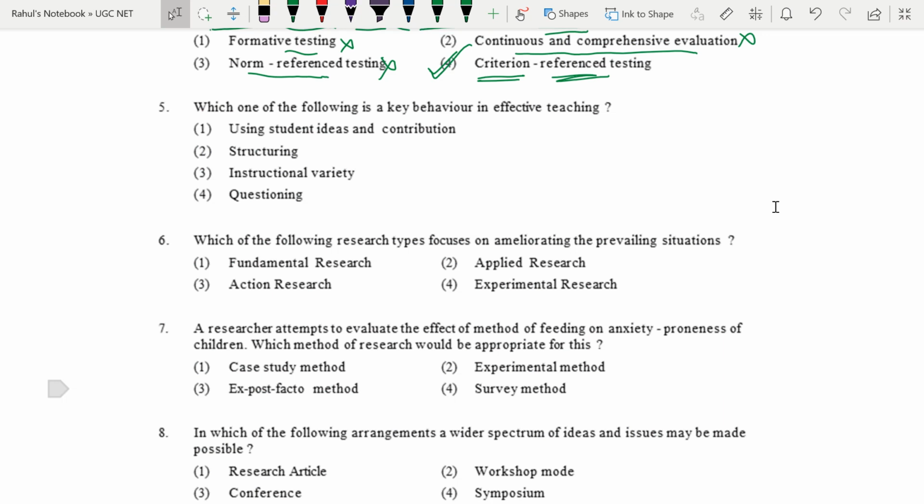Question number 5. Which one of the following is a key behavior in effective teaching? Effective teaching के लिए key behaviors क्या क्या होने चाहिए? Using students' ideas and contribution, structuring, instructional variety, questioning. वैसे तो चारों correct answer हैं, all four are correct answers, but still questioning is very important. Okay, so instructional variety. Questioning may not always work, because some topics are there in which you can't raise questions directly. So the instructional variety of the teacher or instructor depends on how creative he or she is, how instructional, right? On the basis of that we can derive the key behavior of teaching. So option 3 is the most suitable answer.